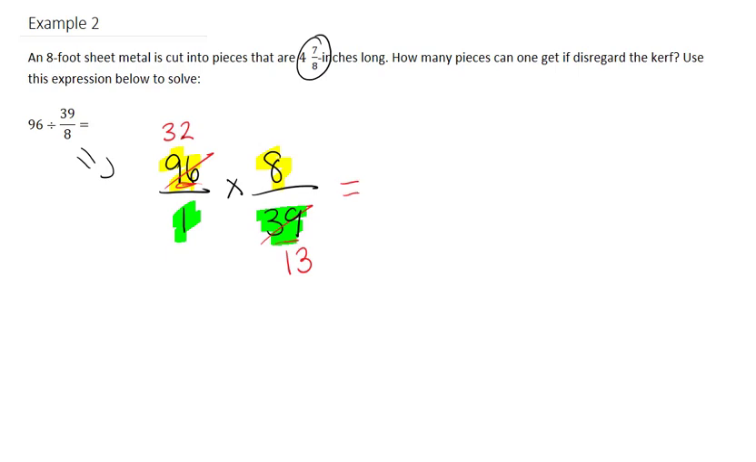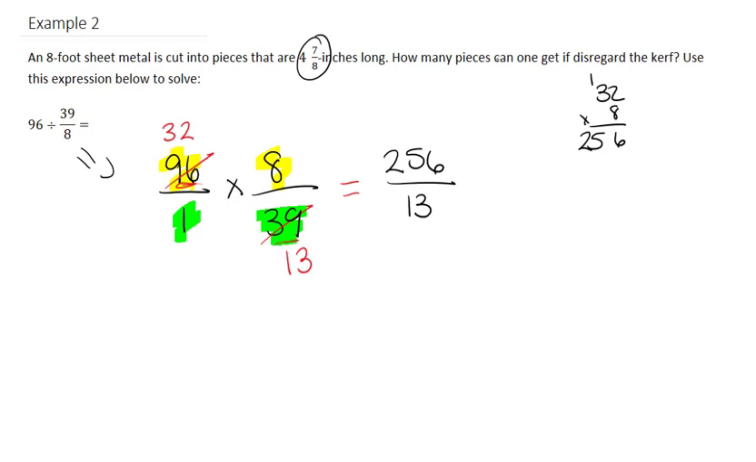So we have 32 times 8. Let's do that over on the side. 2 times 8 is 16. 6 below, carry the 1. 3 times 8 is 24, plus 1 is 25. So we get 256 divided by 1 times 13. So that's just 13. And that would be our solution if we stop there.